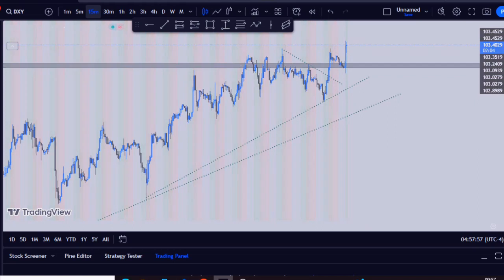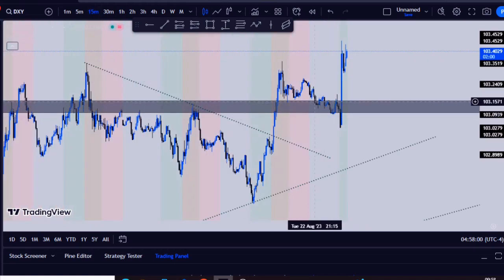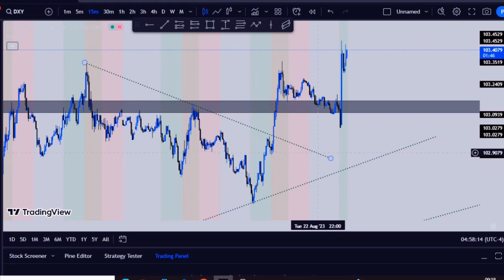What happened? The DXY is like GU's best friend, GBP/USD's best friend. When the DXY is selling, GU is buying. Get this right. When the DXY is buying, then GU is selling. You understand? It's opposite. When the DXY is selling, GU is going to be buying.